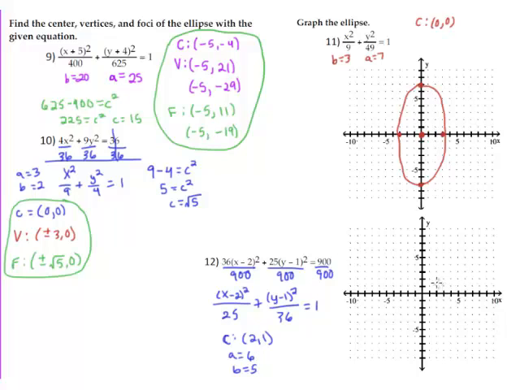So you go to 2, 1, but then make sure that you remember that this is going to be up and down 6, because that's what has to do with y. 1, 2, 3, 4, 5, 6. And then left and right 5. 1, 2, 3, 4, 5. And draw.